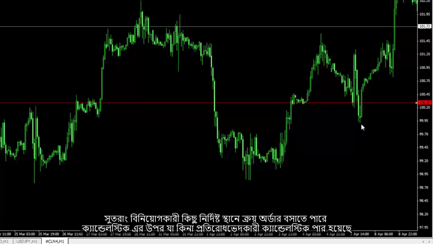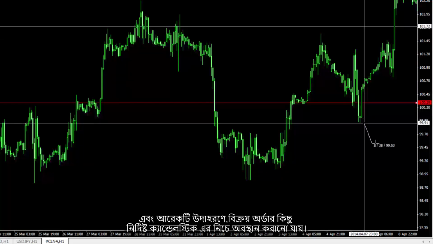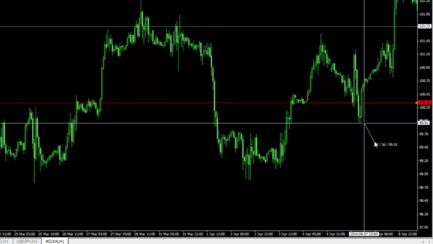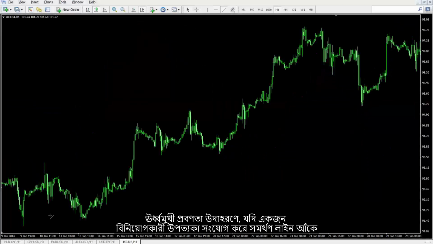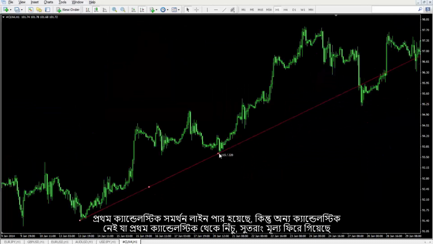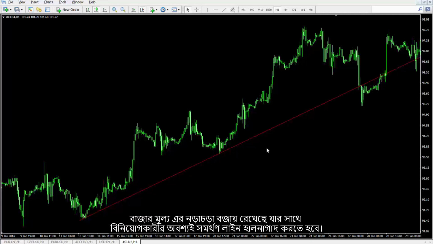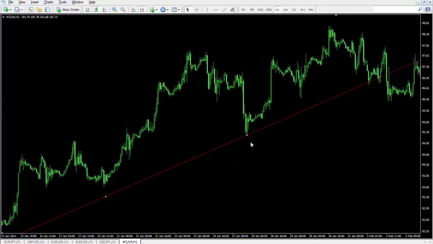So, a trader could place a buy order on certain spots above the candlestick, which passed the breakthrough candlestick. In another example, a sell order could be placed under the certain candlestick. On an uptrend example, if a trader draws a support line connecting valleys, the first candlestick has passed the support line, but there is no other candlestick lower than the first candlestick, so price has returned. A trader must update the support line as market price has continued its movement.